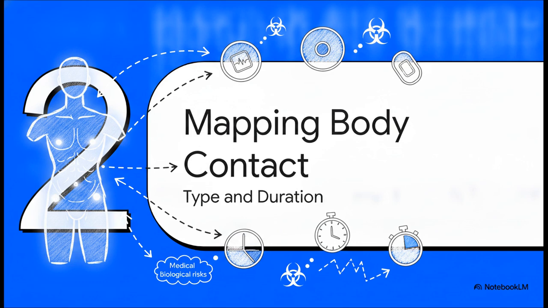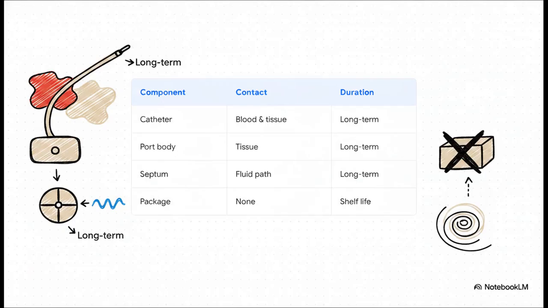Mapping body contact. When we talk about building that foundation, identifying a device means defining the finished product across its entire lifespan: as supplied, in use, and at the end of its life. To pull that off, you've got to map out exactly how and where every single component interacts with the human body. Why? Because the type and duration of contact literally frame your biological risks.